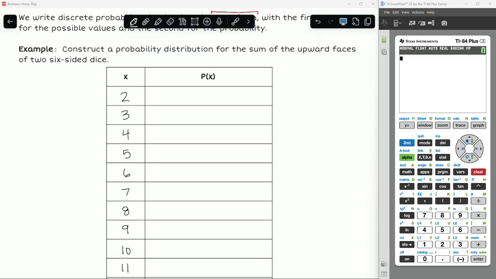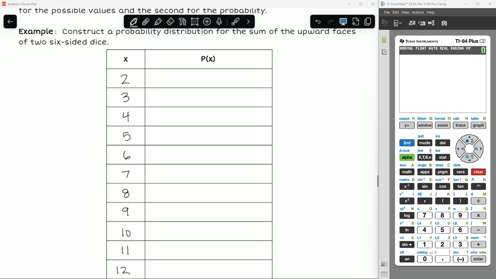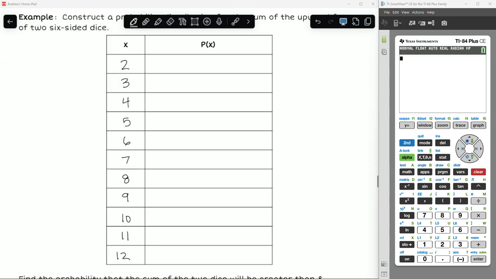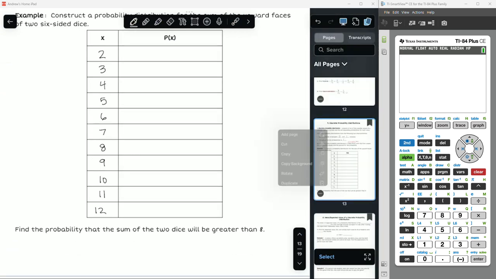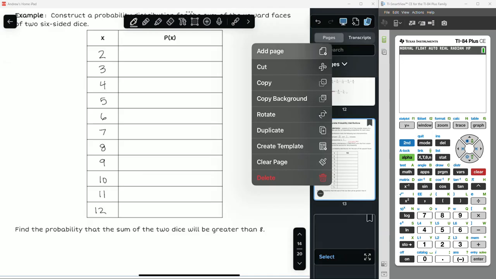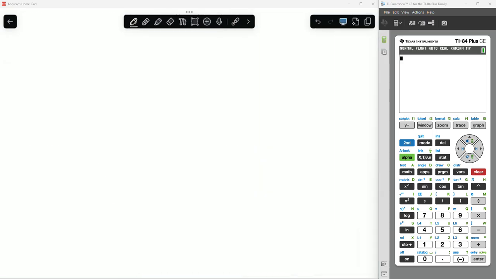And then I need to start calculating probability. This is going to get messy, so I'm going to add another page below, and we're going to build a two-way table to look at the sums of the dice, because I think that'll be easier in order to fill out probability. So let's go ahead and build a quick table for each dice roll.